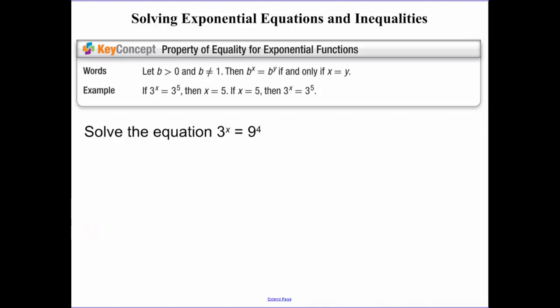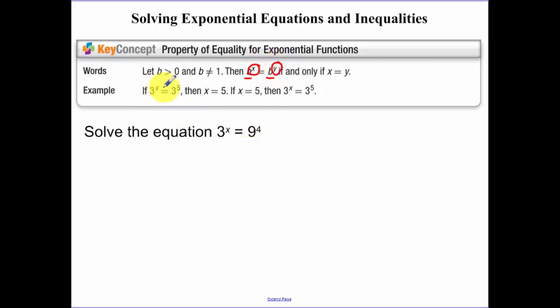Today we're going to be talking about solving exponential equations and inequalities. Now we're going to be doing this throughout the chapter. This is just the first look at this, and in this lesson you want to try and get your bases to be equal, because if your bases are equal, then you can set the exponents equal.